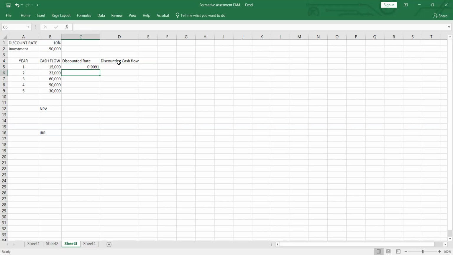This is a discount effect. I drag the column. I found it. Then I multiply this rate into this number. I found that and I drag it. So this is my discounting cash flow. The total amount is... NPV is mine.